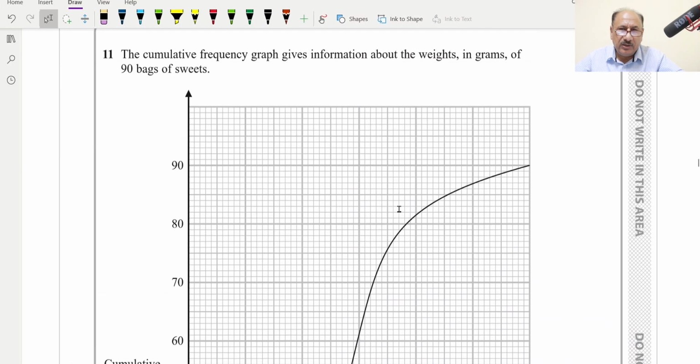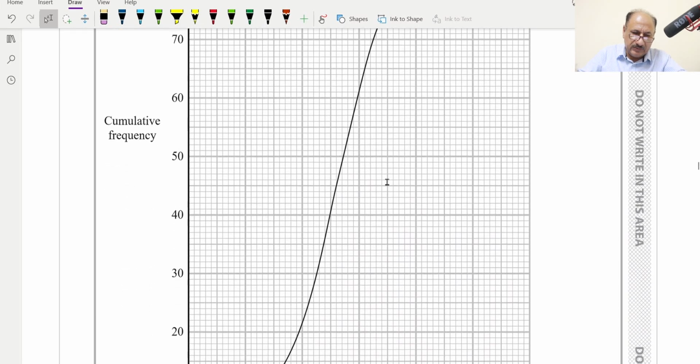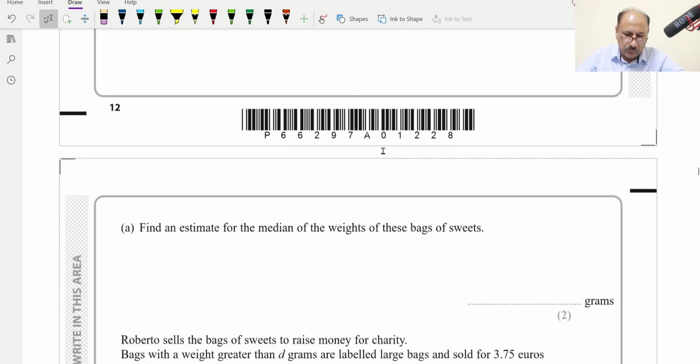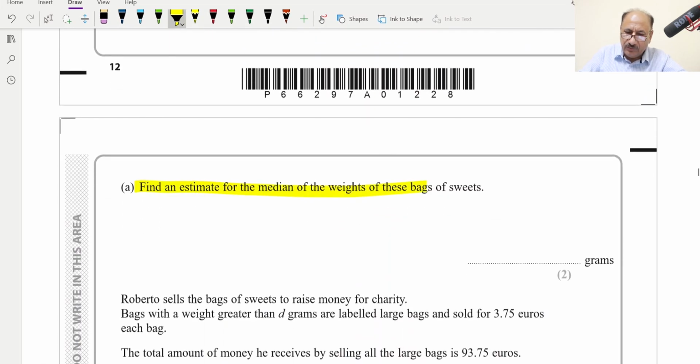So now we can move to question number 11. The cumulative frequency graph gives information about the weights in grams of 90 bags of sweets, and this side is cumulative frequency, and this is weights in grams. So part A is: find an estimate for the median of the weights of these bags of sweets.